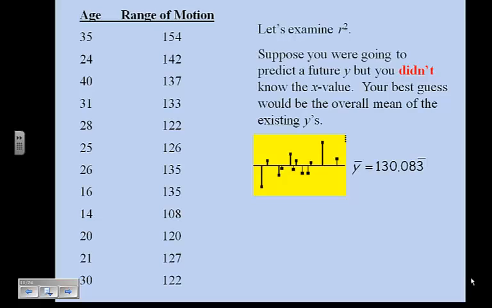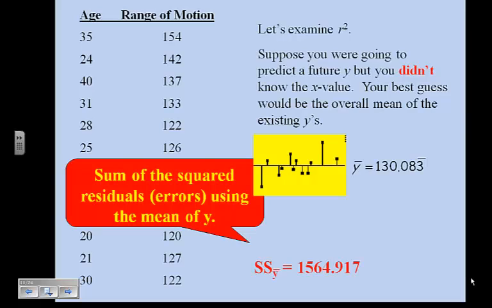So if I were to calculate all the residuals, the bars I just drew on the yellow graph, those are the residuals, the distance from the point to the line. If I were to calculate every one of those residuals and square them all and add them all up, that's what I get. So that is the sum of the squared residuals using the mean of y. That number, if we didn't have the x's, is the best we could do.